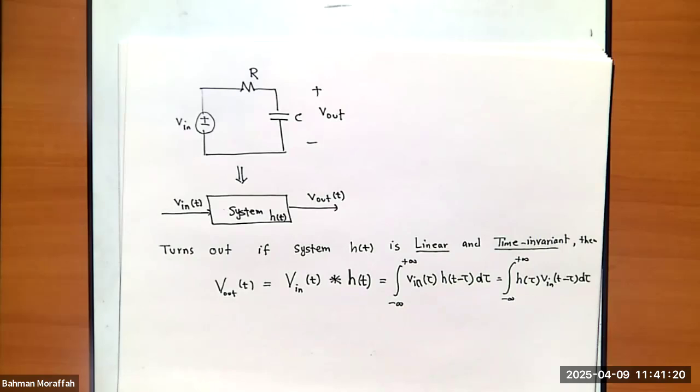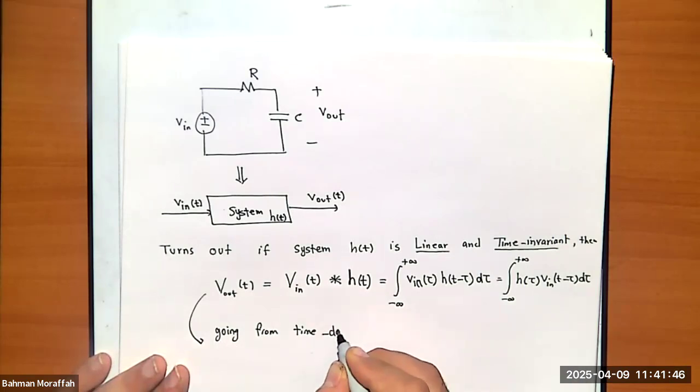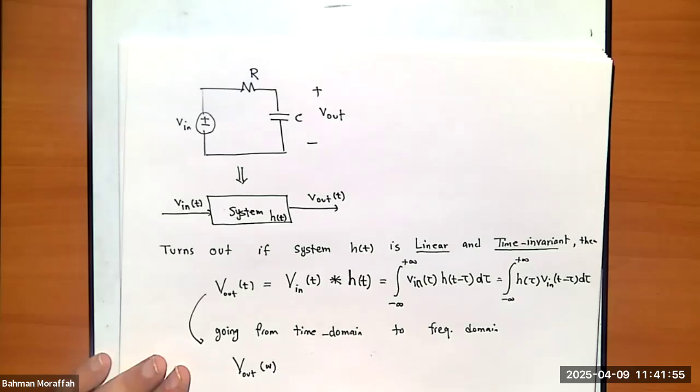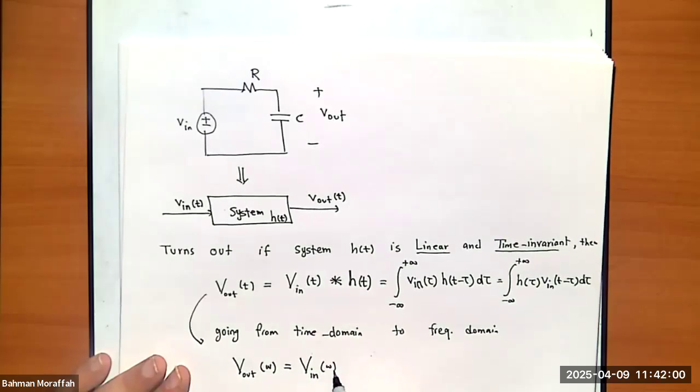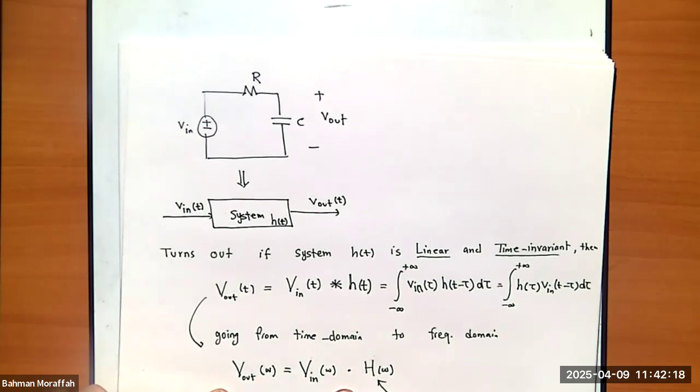But since we've been talking about frequency and all those things, what if we go from the time domain to the frequency domain? What happens? It turns out if I go from the time domain to the frequency domain, this convolution, which is this integral, becomes multiplication. So this relationship, V out as a function of omega, becomes V in as a function of omega times h of omega, which is much, much easier. It's multiplication, right? We call this h of omega, which is the relationship between the output and input, the frequency response. This is called the frequency response.